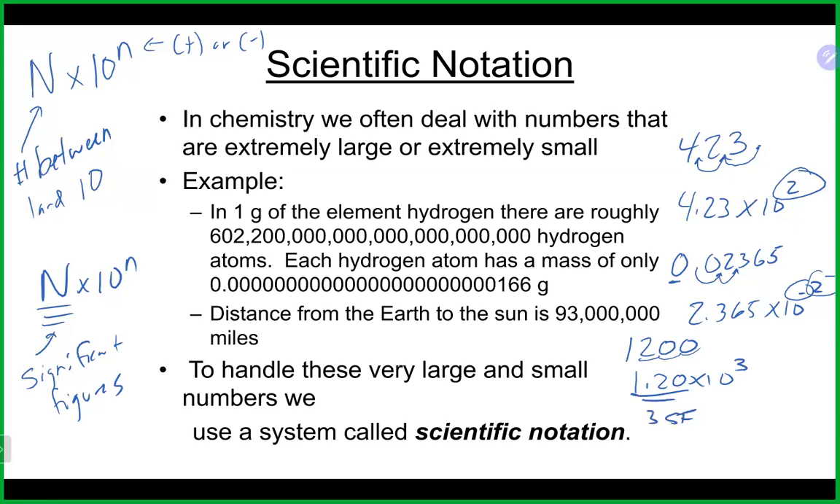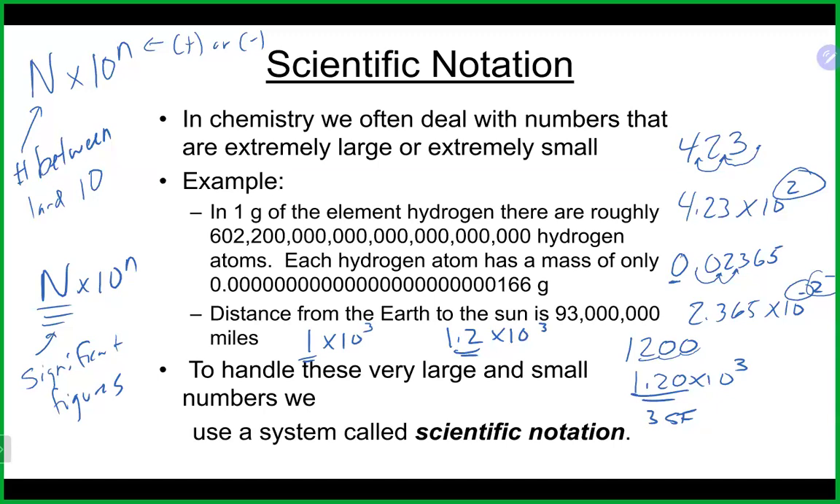Now let's just say I didn't need 3 significant figures, but I needed 2 significant figures. Not a problem for scientific notation because all I have to do is write 1.2 times 10 to the 3. And now my number still has 2 significant figures. If I needed 1 significant figure, 1 times 10 to the 3. Now I have 1 significant figure.